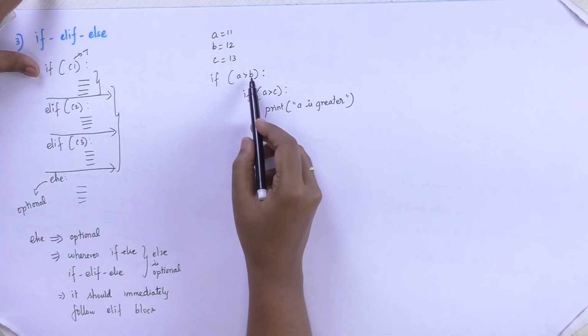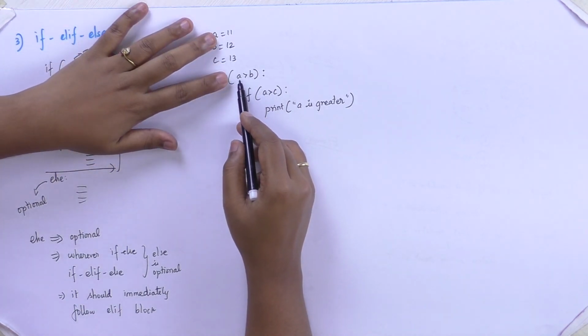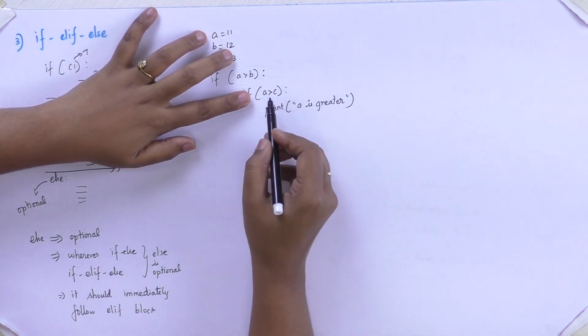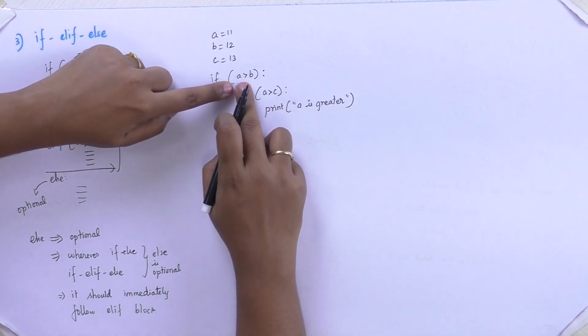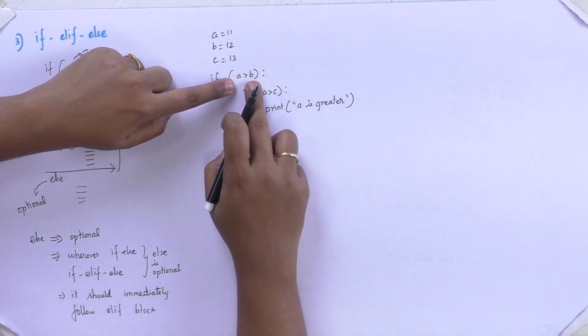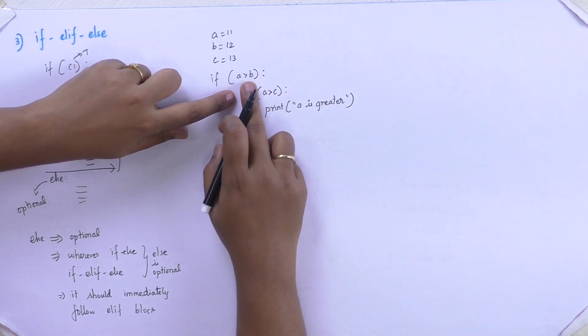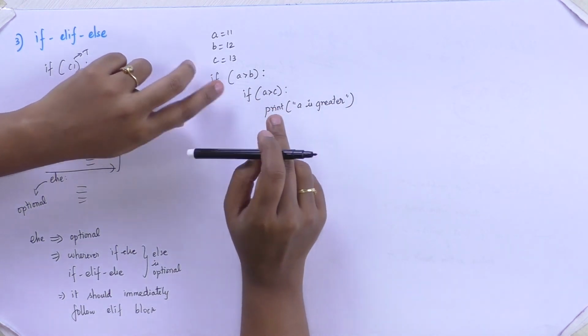So I'm checking whether A is greater than B. If A is greater than B, among A and B, A is greater, and I have to check A with C. So I'm checking whether A is greater than C. Yes, if A is greater, I'm printing A is greater. Suppose this condition is false, A greater than B is false, what it means is B is greater than A. Similarly, if this condition is false, what it means is C is greater than A.